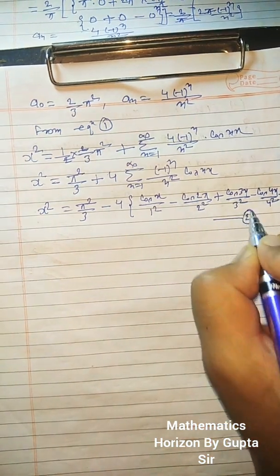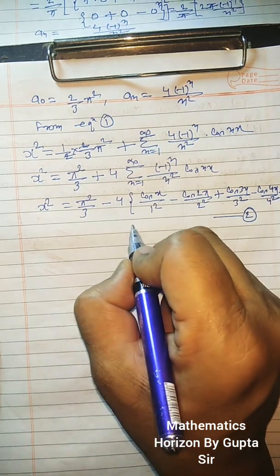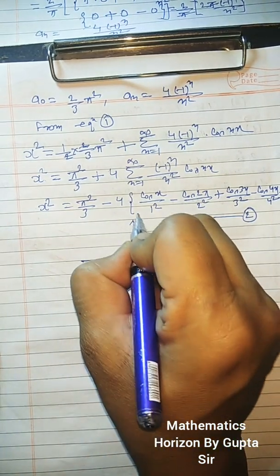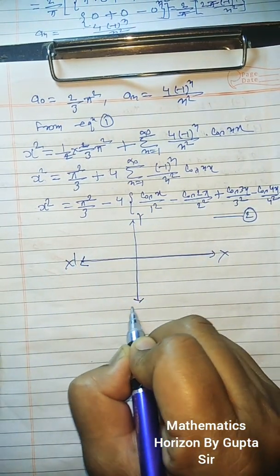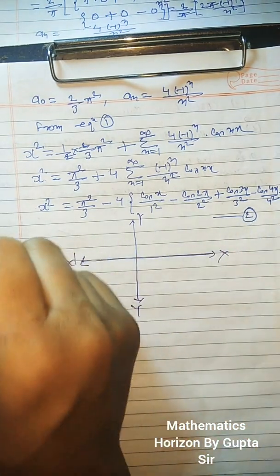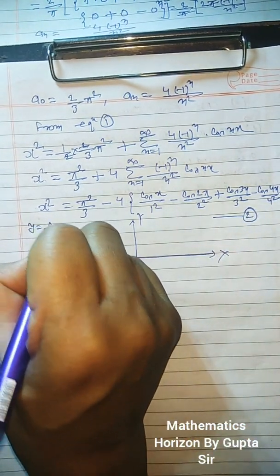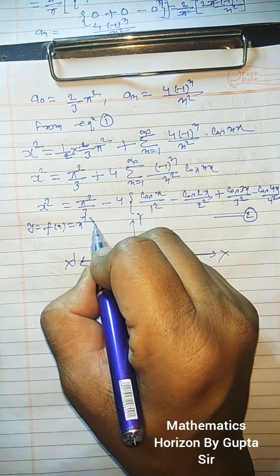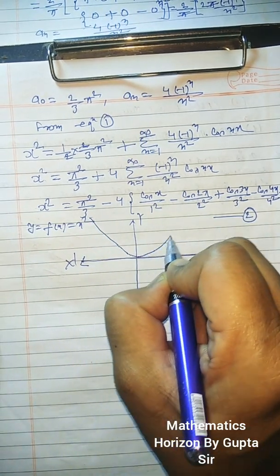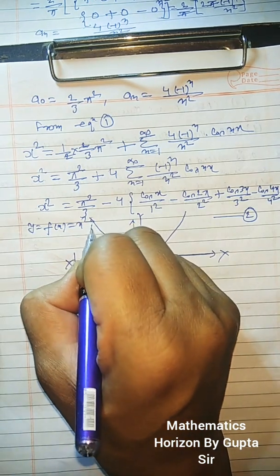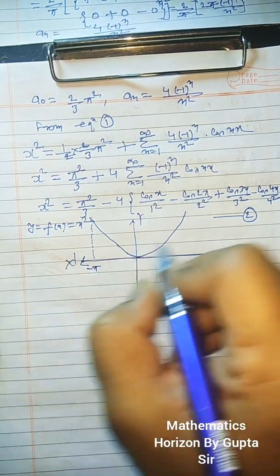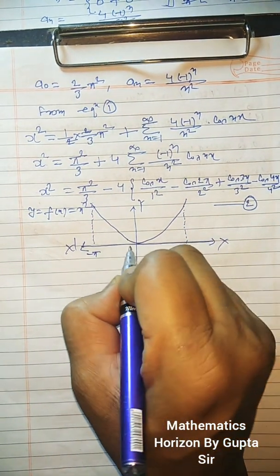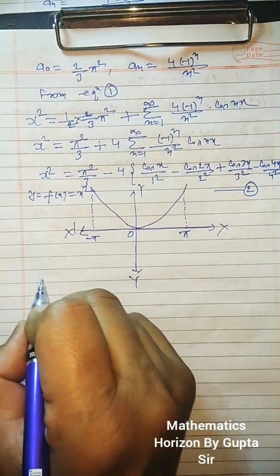Suppose this is equation number 1, and we can also draw the graph of this function. Here this is the x-axis, this is the y-axis, this is x-dash, this is y-dash. The function is y equal to f(x) equal to x square. Here x square equals y is a parabola of this type. Suppose here this point is minus pi, and this point is plus pi. This is the origin, this is the graph of this function.